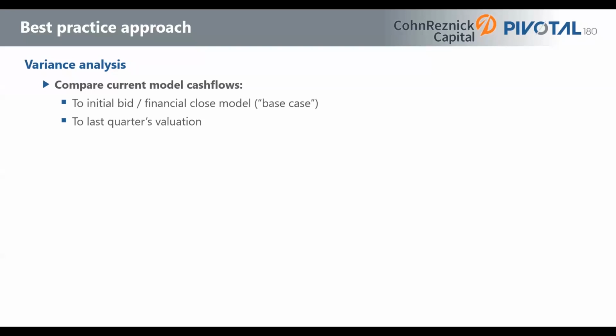Or we may compare the valuation as of today's date versus what it was at financial close. And Manish will talk about that in a second. But variance analysis is typically a separate sheet, given it's a really important sheet, and it's often labeled as something called a delta sheet. So again, another sheet.